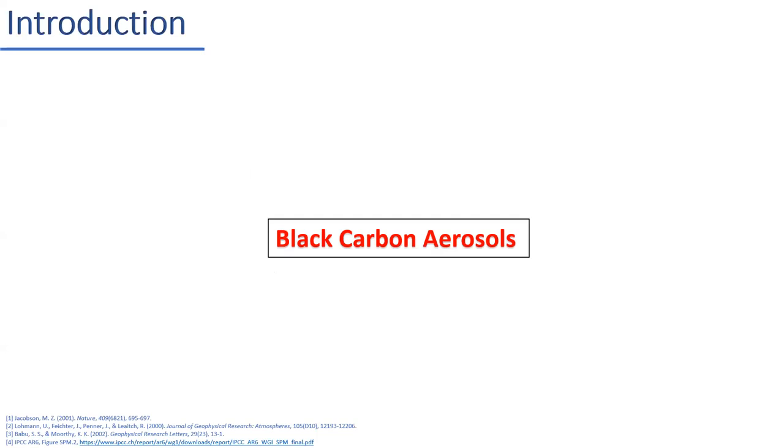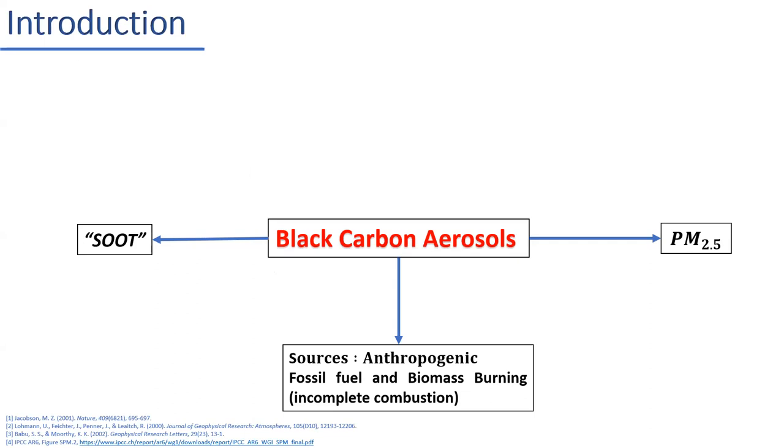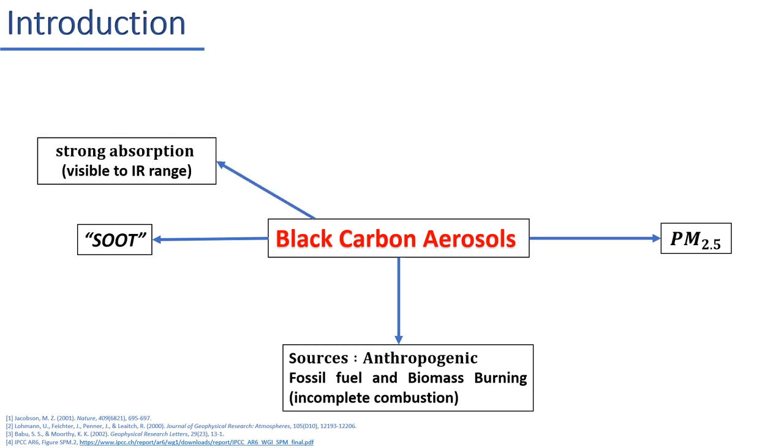Black carbon aerosols. Now you are familiar with aerosols, as Ms. Lenka introduced you to them. Black carbon aerosol is one type of aerosol, also known as soot, and it lies in the category of PM2.5, that is, its size is less than or equal to 2.5 micrometers. Its main sources are anthropogenic, like fossil fuel burning and biomass burning. And it is a highly absorbing aerosol. It can absorb in the range of visible to infrared spectrum.